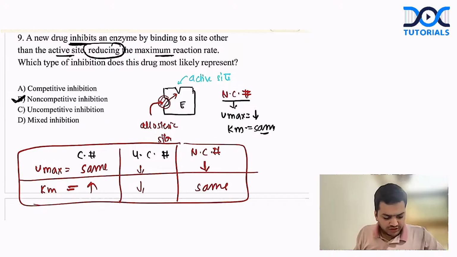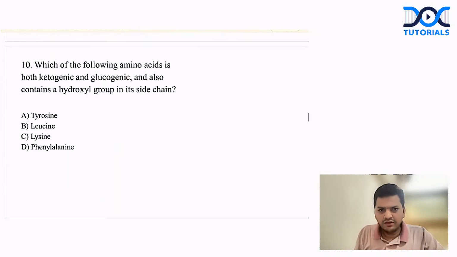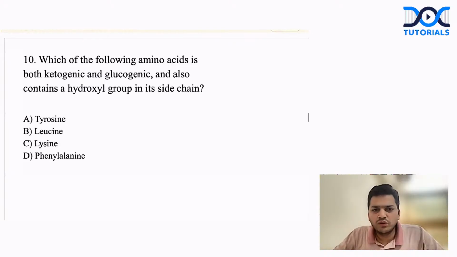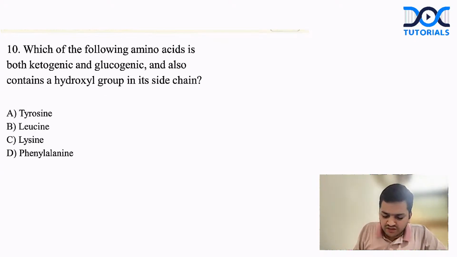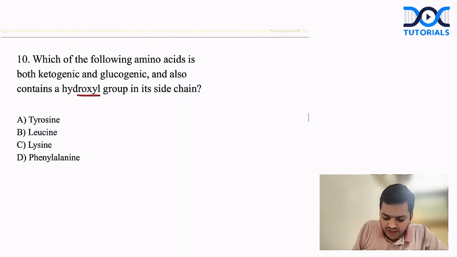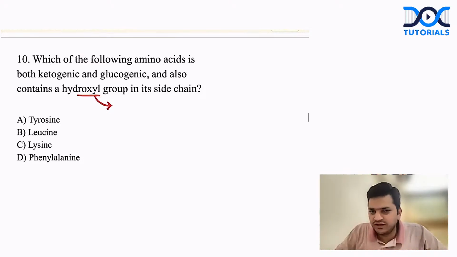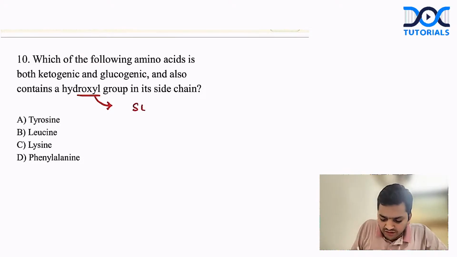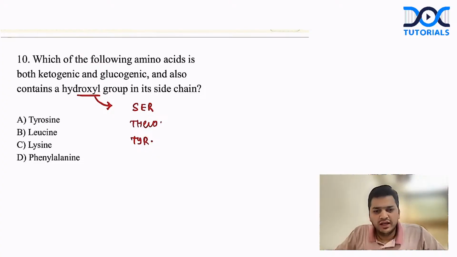Then the next question is: which of the following amino acids is both ketogenic and glucogenic and also contains a hydroxyl group in its side chain? So basically they are asking which amino acid contains a hydroxyl group, right? The hydroxyl group containing amino acids, meaning the alcohol containing amino acids. Can you tell me some of them? Yes, the mnemonic was Ser-Thr-Tyr, that is serine and threonine, and one more was tyrosine. And now they're asking that out of these three, which has the property of being both keto- and glucogenic.